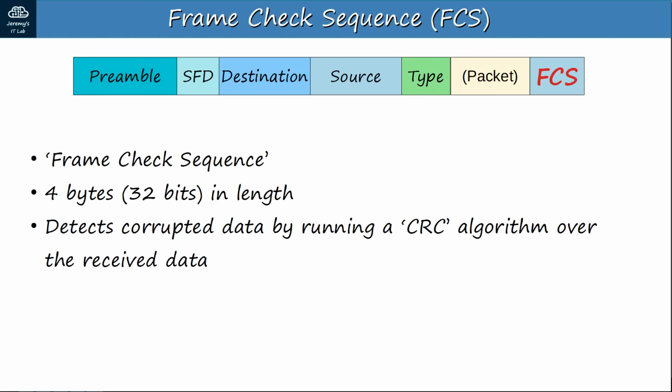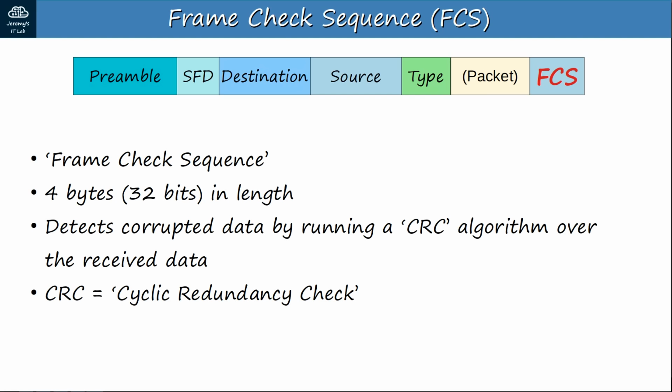CRC means cyclic redundancy check. Cyclic refers to something called cyclic codes. Redundancy refers to the fact that these 4 bytes at the end of the message enlarge the message without adding any new information, so they are redundant. And check refers to the fact that it checks or verifies the data for errors.